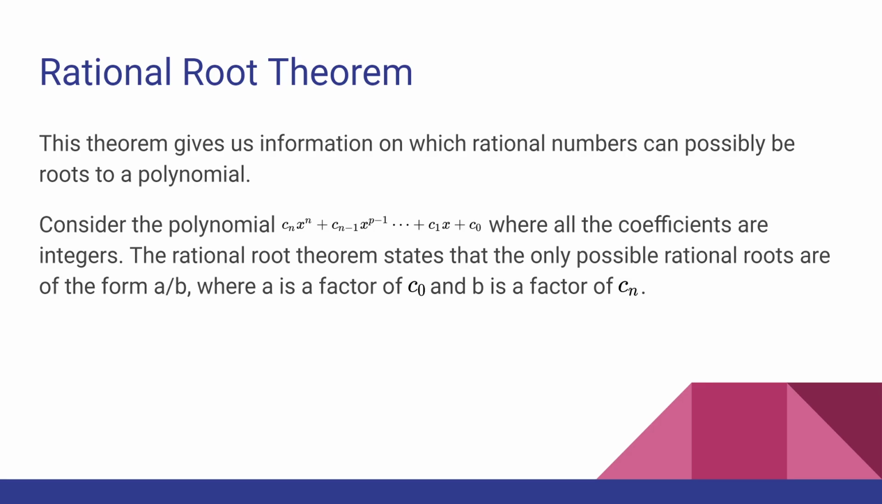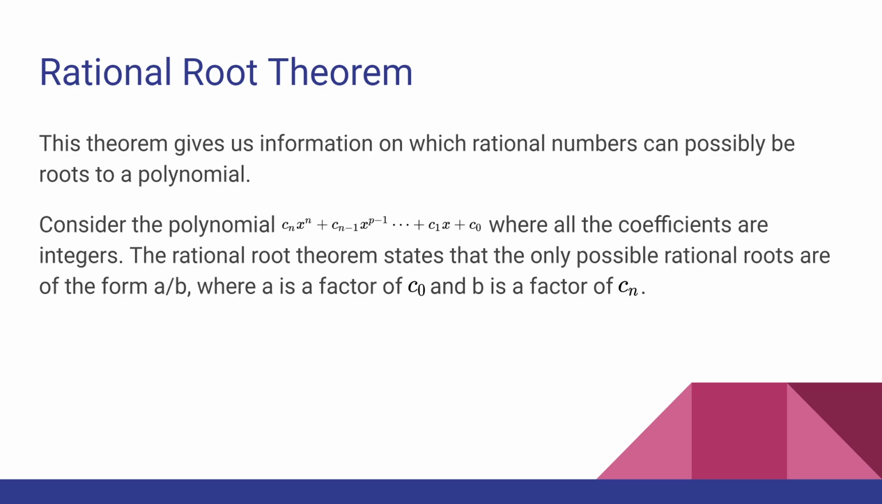So now let's go over the rational root theorem, which basically gives us information on which rational numbers can possibly be roots to a polynomial. Considering this polynomial with coefficient terms and powers of n and n minus 1 all the way to 0, with coefficients that are integers, the rational root theorem states that the only possible rational roots are in the form of a over b, where a is a factor of the constant term and b is a factor of the leading coefficient.